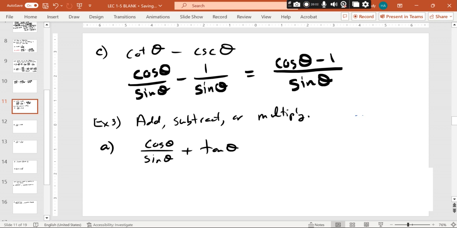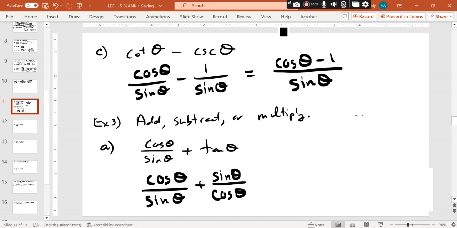Okay. And let's go on with, hey, add, subtract, or multiply. Let's get a little more complicated. All right, so add, subtract, normally what we do is we just change everything into sines and cosines. If sine and cosine is already there, we just keep those guys there. But tangent, what is tangent? Tangent is sine theta over cosine theta.